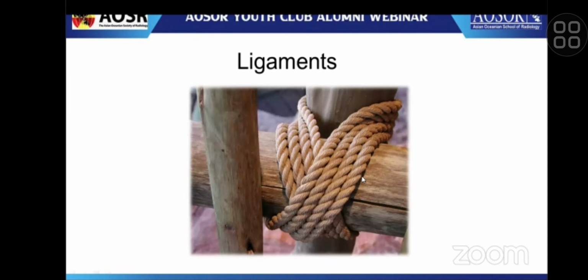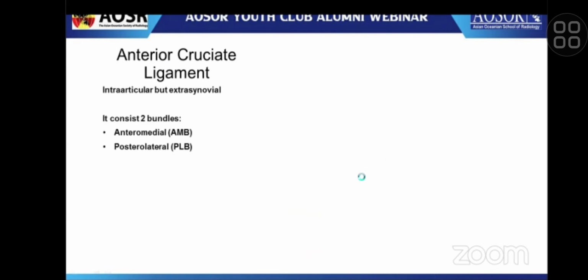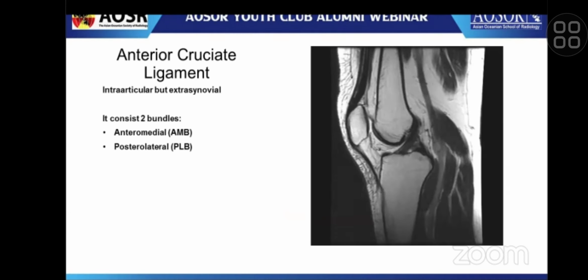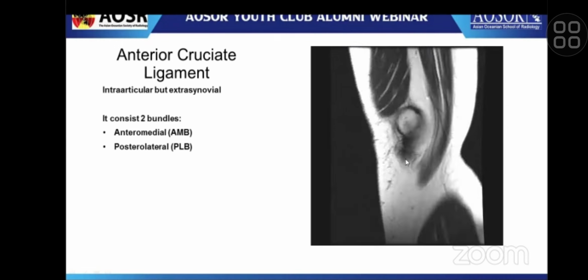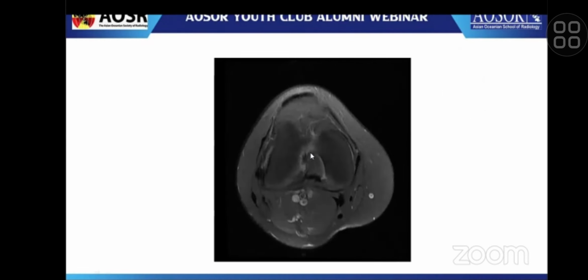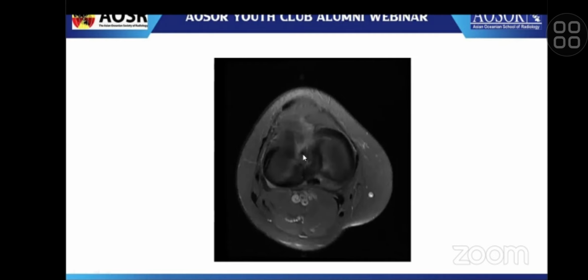And the ligaments, let's start with the anterior cruciate ligament. The anterior cruciate ligament is an intra-articular but extrasynovial ligament. It has two bundles, anteromedial and posterolateral. In axial images, we can see these two bundles. Here is the medial bundle and the anterolateral bundle.